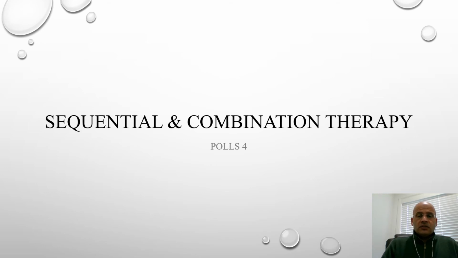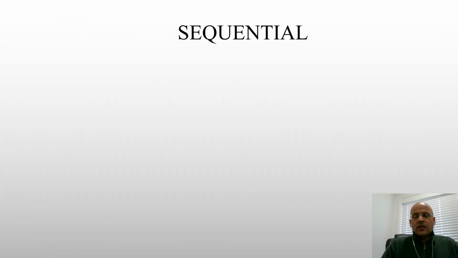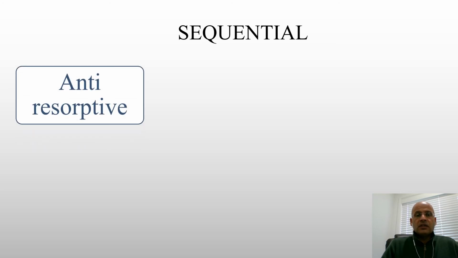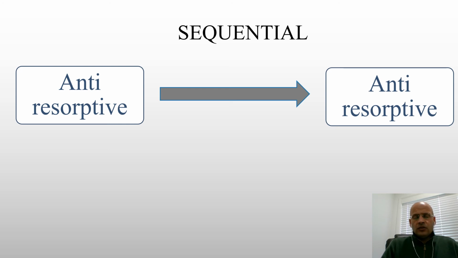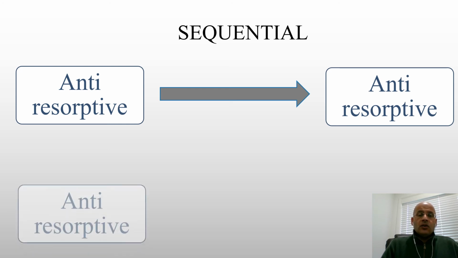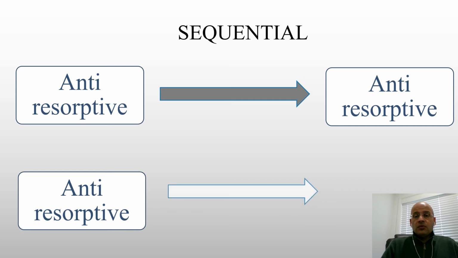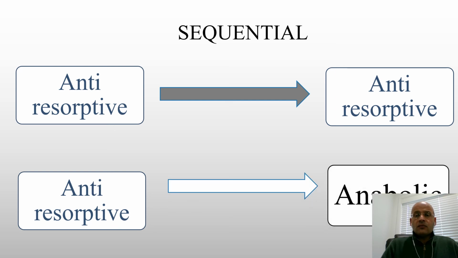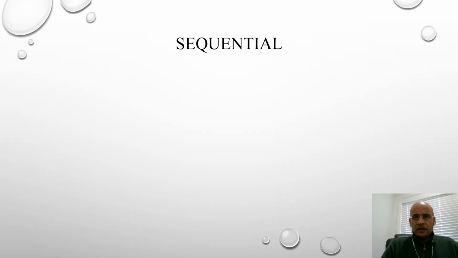Now, sequential versus combination therapy. This is the new strategy that we are adopting for treatment. So we start with sequential, and the options we have for sequential are: you start with an anti-resorptive and then move into another anti-resorptive, or you start with an anti-resorptive and then move into an anabolic, or you start with an anabolic and move back to an anti-resorptive. So these are the 3 options we have, and I'll take you through them one by one.